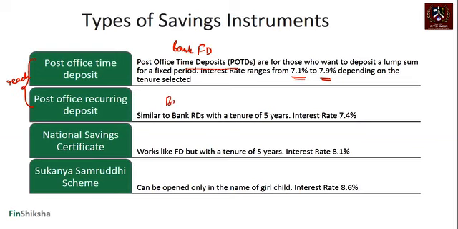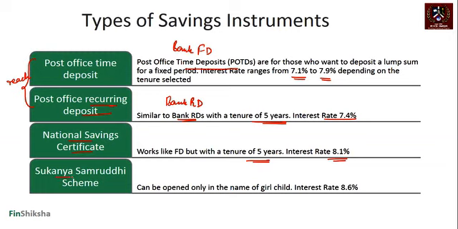Similar to a bank recurring deposit, you have a post office recurring deposit. It's a tenure of 5 years. You can keep depositing every month. Interest rate 7.4% today. This can keep changing. Then you have something called the National Savings Certificate. It works like an FD, but with a tenure of 5 years, interest rate 8.1%. There are subtle differences between all these instruments in terms of what kind of taxation implication they have. But broadly, they all come under the saving bracket itself, right?